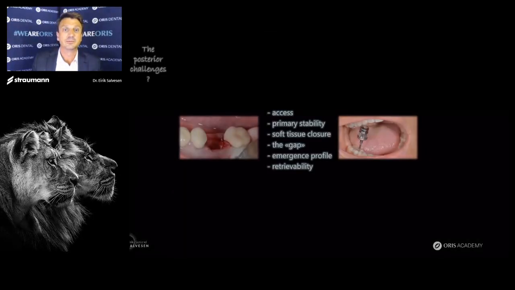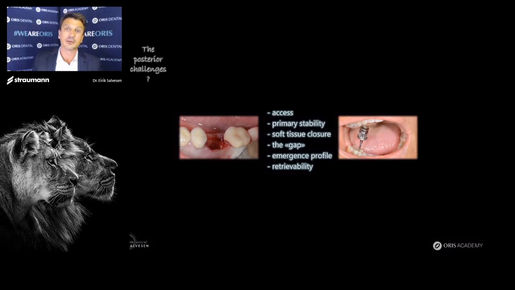The gap between the implant and the bony walls of the extraction socket needs to be dealt with. We need to do a choice of whether we fill the gap or we leave it open. The emergence profile could be challenging in posterior sites due to the fact that we have a broad tooth coming out. If we have a narrow implant, it might be challenging with a functional and well-designed emergence profile.